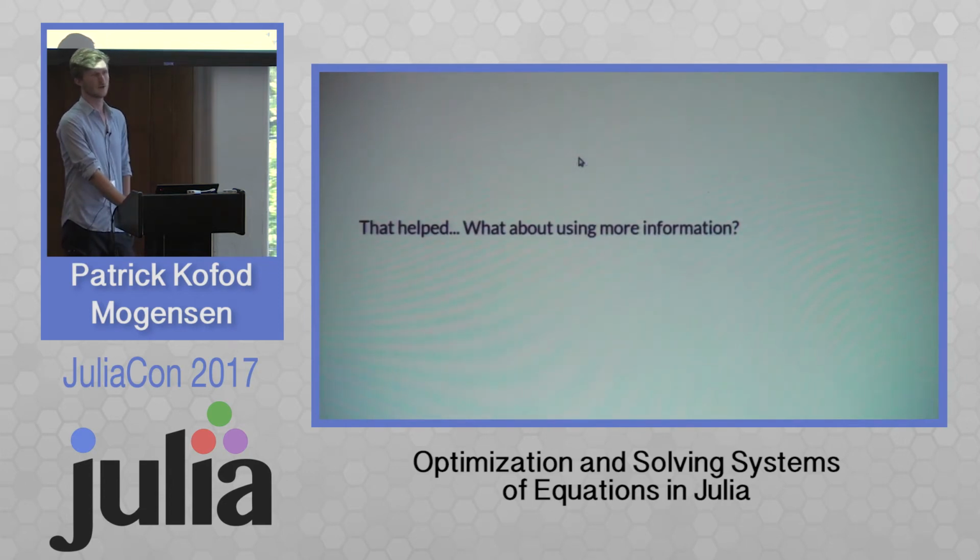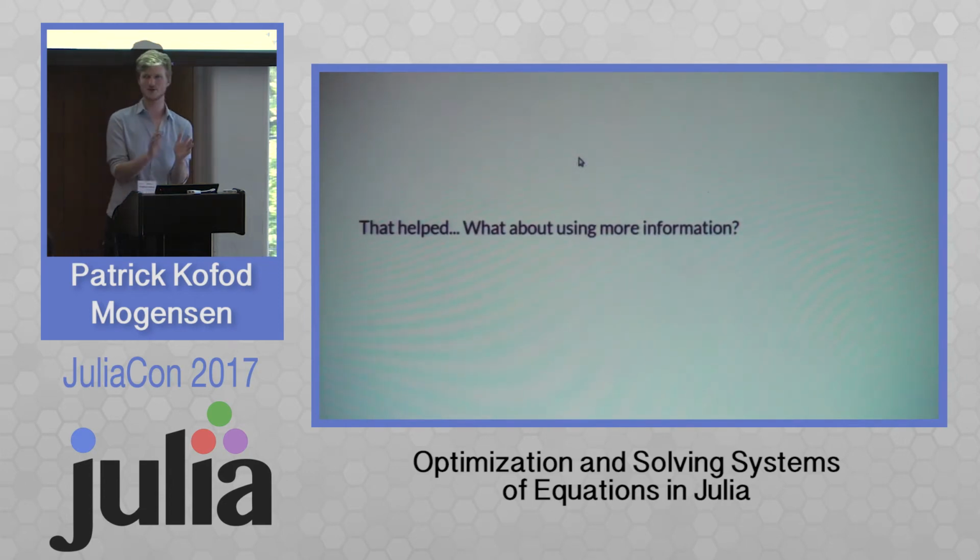What about using more information? So we had no information, only the objective, that did well. Using the gradient and gradient descent, that did poorly. So what about Newton's method?